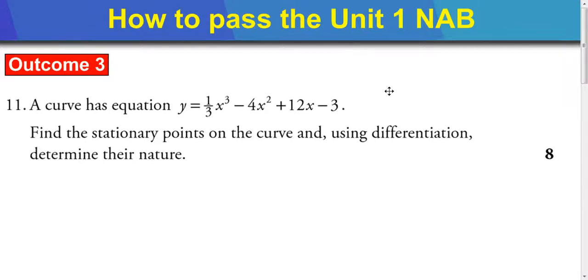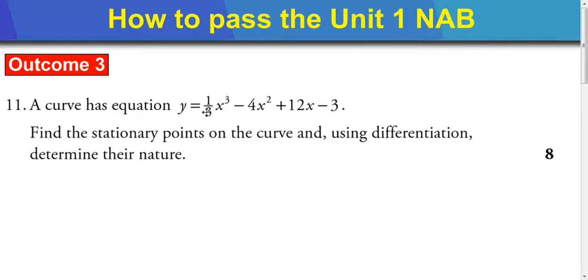This is the second part of outcome 3 and it only involves one question, but it's the biggest question in the whole NAB and it's worth 8 marks. You need to get this right, or some of it right, or you'll fail outcome 3. And it's also a question that comes up in lots of past paper questions, so it's worth being able to do this to get a lot of marks.